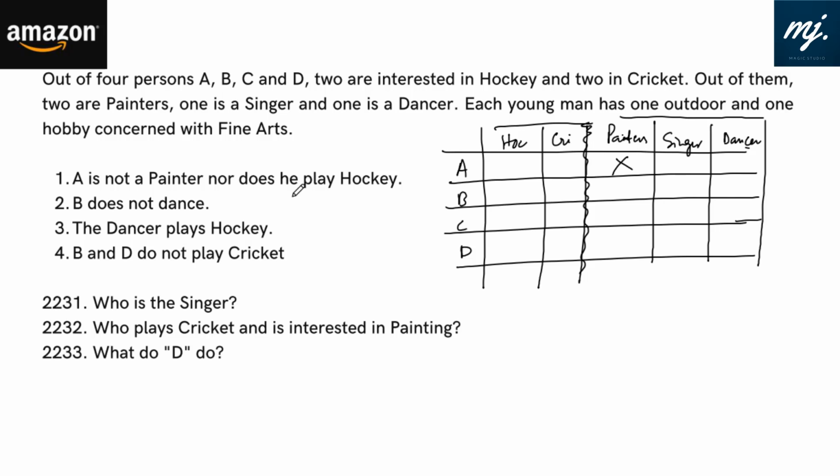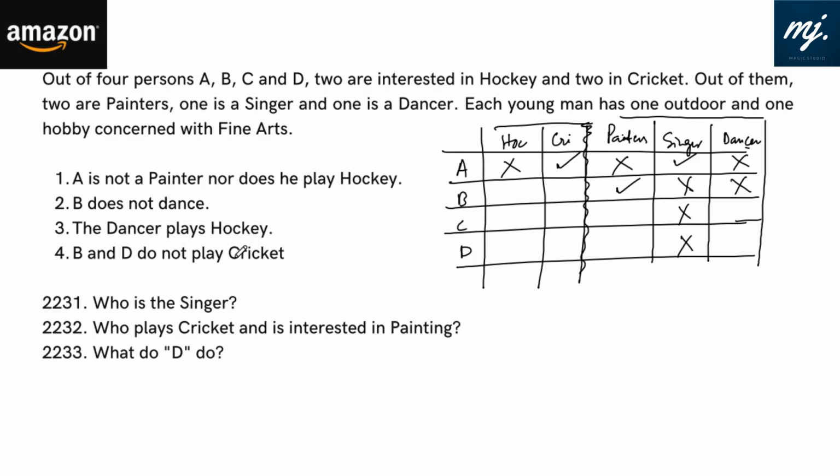A is not a painter, nor does he play hockey. If A is not playing hockey, A is playing cricket. B is not the dancer. The dancer plays hockey. Cricketers can also play hockey, but the dancer there is only one. So A is not the dancer because the dancer plays hockey. A is our singer and nobody else can be the singer then. And if B is not the singer or the dancer, B is the painter. That is for sure.